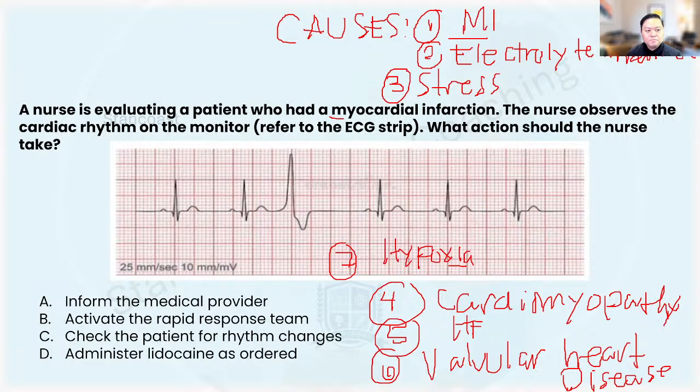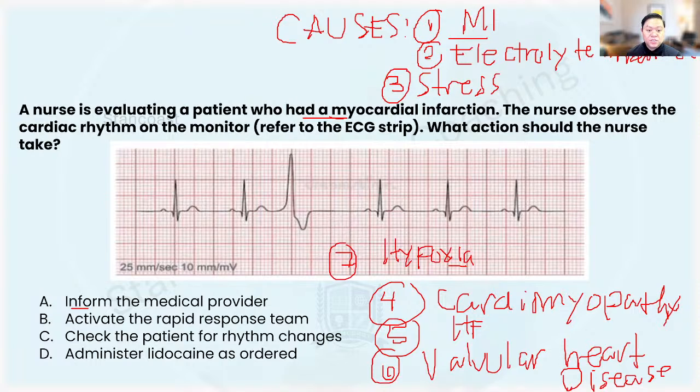So again, our focus here is on a patient with MI. So what are you going to do here? Is it A, inform the medical provider? Was it appropriate? Let me see your answers. A, there's B, and C. Okay. So informing the medical provider right at that time, when you are seeing the one premature ventricular contraction, will not be appropriate, okay?